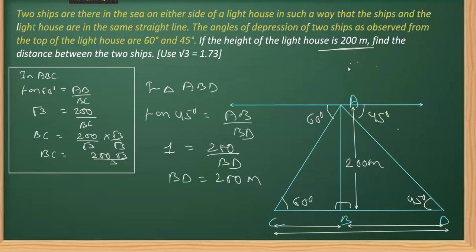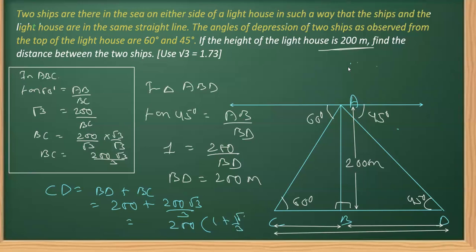Clearly, I have mentioned that we have to get the length of CD, and CD can be obtained by adding these two. So CD is equal to BD plus BC, and BD is 200, and BC is 200√3 over 3. Now what you can do, you can take 200 common and then simplify it: 1 plus √3 over 3. And placing the value of √3, you'll get the final answer of this question.